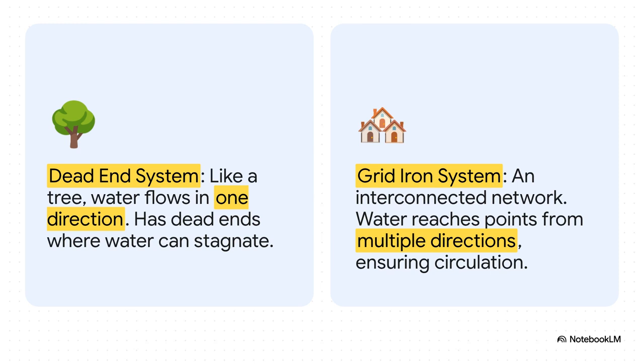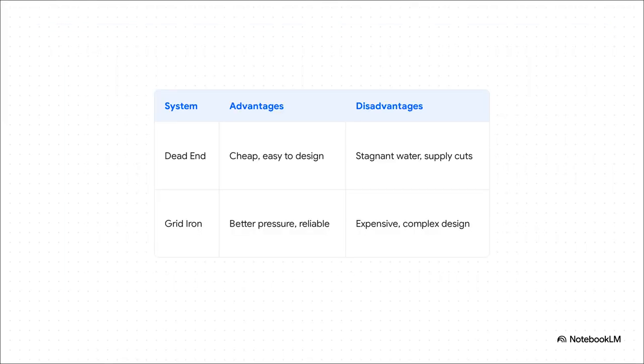The other way is the gridiron system. This looks like a city street grid. Every pipe is connected. This is way better because water is always circulating, and if one pipe breaks, water can just find another route. And this table just nails it down.